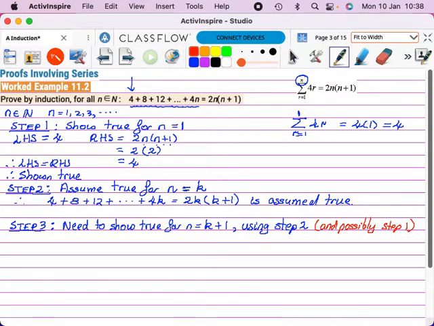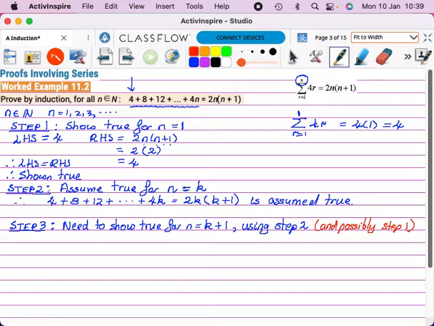Now, what are we going to do now? We need to show it's true for n equals k plus 1. We need to show that the domino can topple in the next position, but only if we use the domino before it. Do you understand? So how do we make this domino topple? We're using the one before it. Remember what I said to you at the beginning of the video? So we're looking at the middle position. So what does it mean I need to show true for n equals k plus 1?